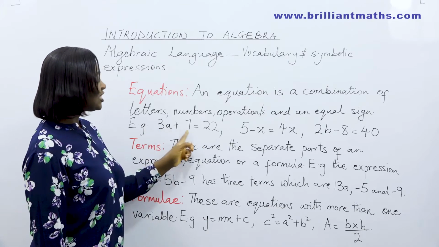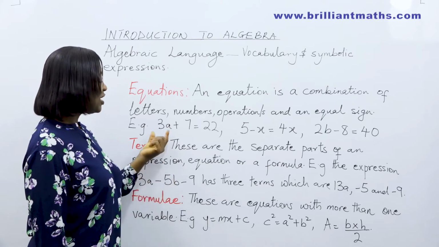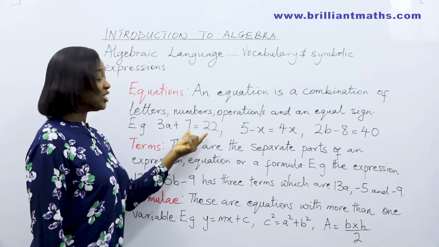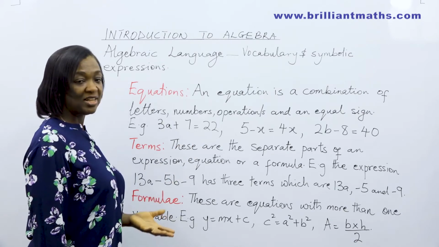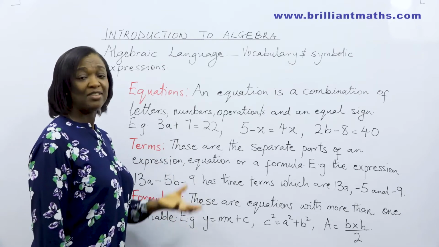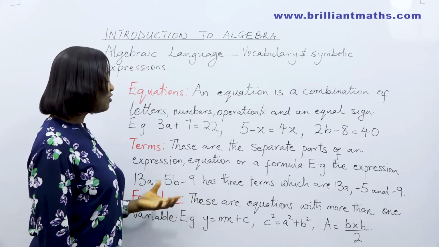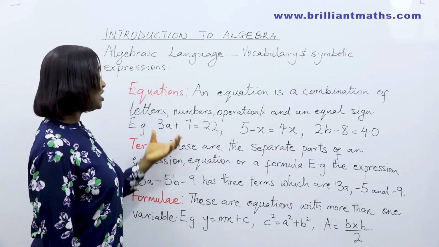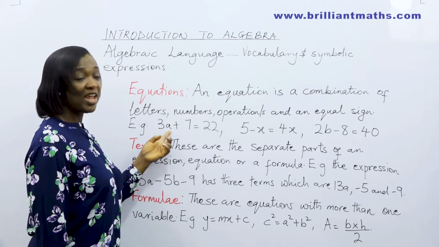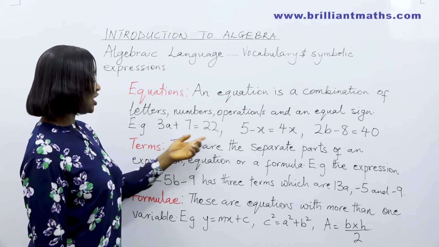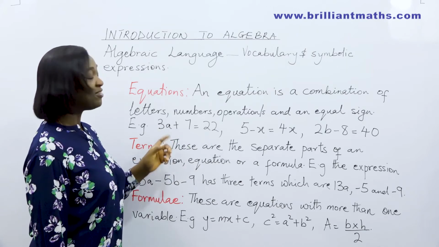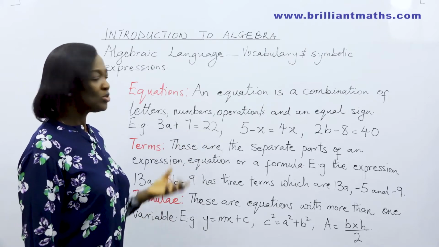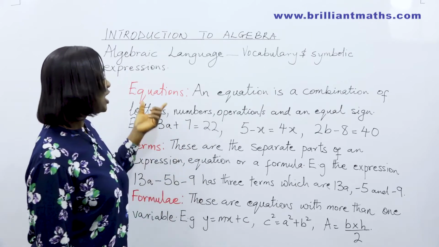If 3a plus 7 is 22, that means that 3a is equal to 22 take away 7. And 22 take away 7 will be 15. So 3a is 15. And if 3a is 15, the value of a then will be 15 divided by 3, which is 5. So in this equation, the value of a is 5. And to show that that is correct, 3 times 5 is 15, and 15 plus 7 is 22. So that's an example of an equation.